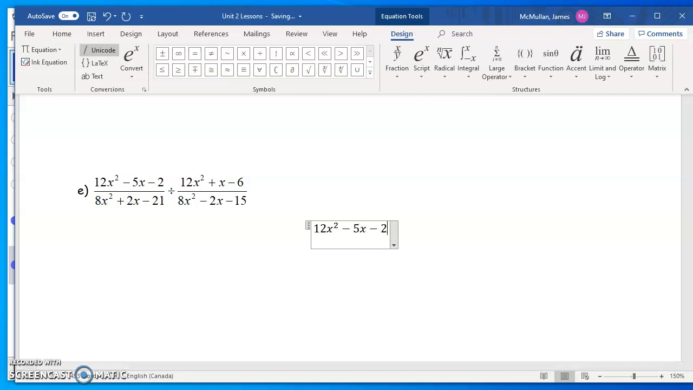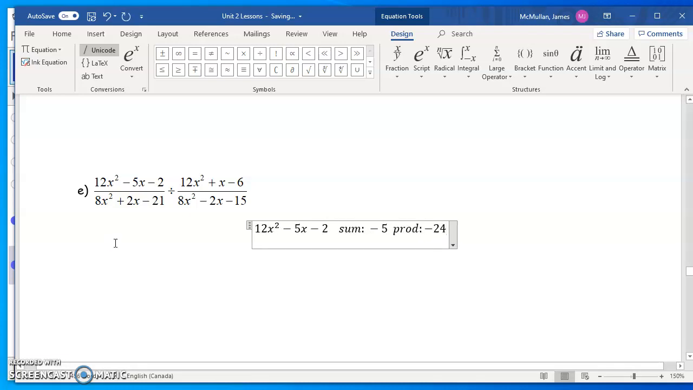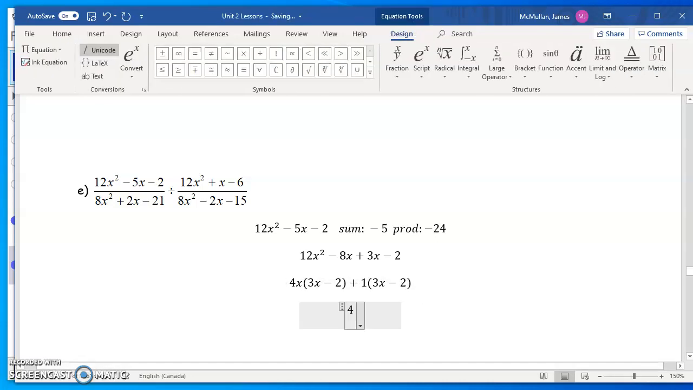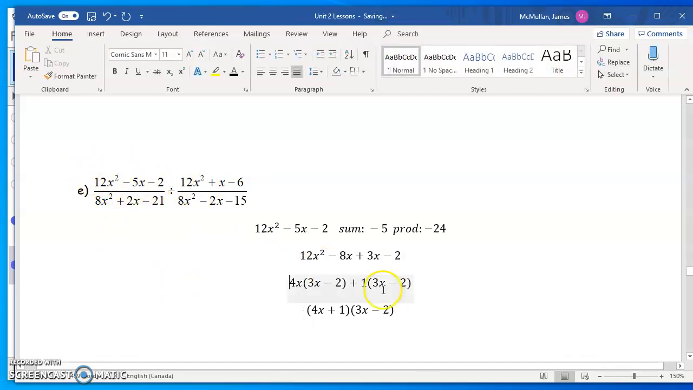So 12x squared minus 5x minus 2. My sum is minus 5. My product is minus 24. So the numbers I need are 8 and 3, and 8 needs to be the negative, right? Because the sum is negative, so the bigger number is negative. So plus 3x minus 8x is what we've got there, right? That's how we decompose the middle term. Then we go ahead and factor the first two. We go 4x. We get 3x minus 2. There's nothing I can take out of 3x minus 2, so I'm just going to take out a positive 1, right? And I end up with 4x plus 1 times 3x minus 2. Okay, that would be the top left thing factored.